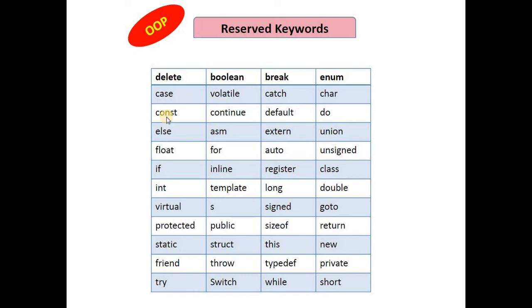For example, these are the 48 keywords. If you observe, there are delete, case, const, else, float, if, int, virtual, protected. While programming, we are going to see one by one all these reserved keywords. Some of the keywords we are going to use: to have a boolean value, we use bool. To have an integer value, we have int. To check a condition, we use the if keyword. To switch or jump to any of the statements, we make use of the switch keyword, and so on.